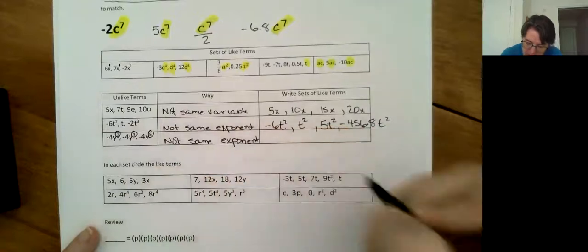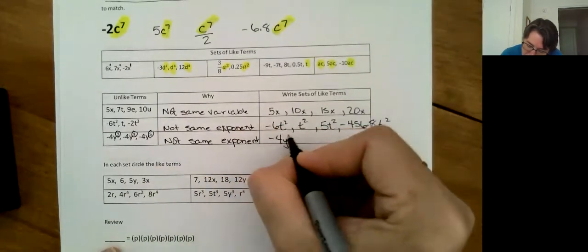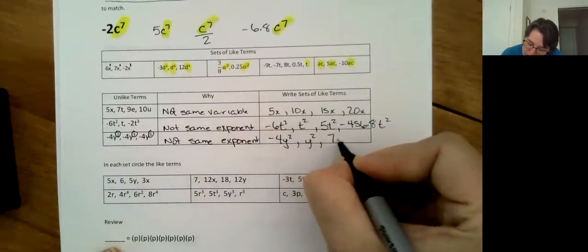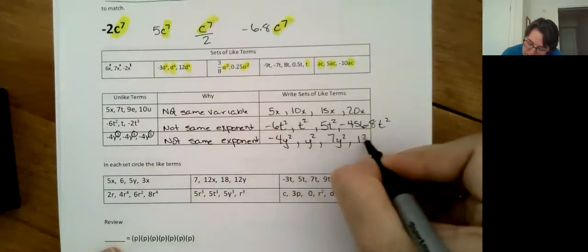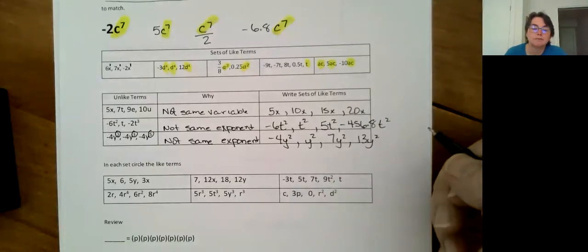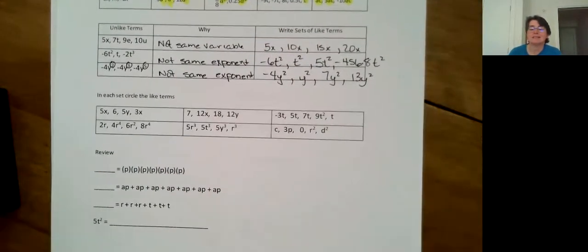I was trying to trick you up there. So minus 4y squared, 7y squared, 13y squared, whatever. That would be a set of like terms. All right, you got this.